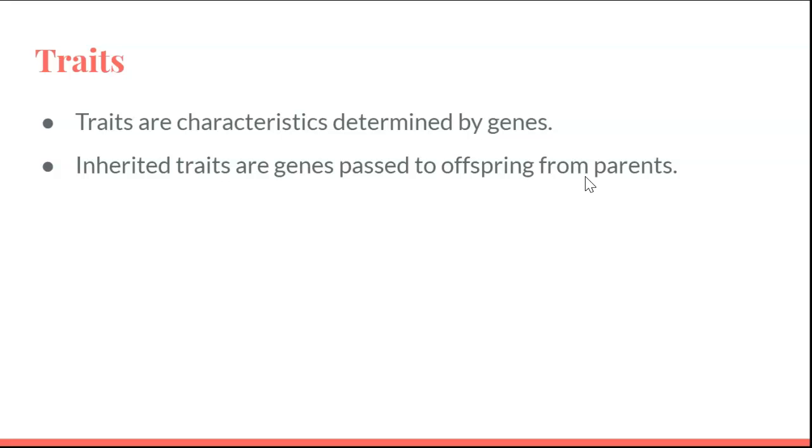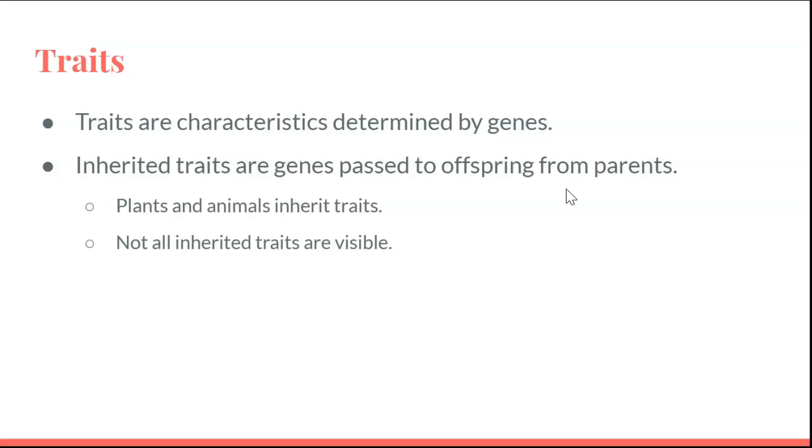So inherited traits are genes passed to offspring from parents, okay? Plants and animals, and when I'm saying animals, I'm including humans, inherit traits, okay? So that's why, for example, I have brown eyes. I inherited that from both my mom and my dad because they both have brown eyes. My husband inherited a tall trait from his parents. Dogs inherit traits in terms of fur, color, and length from their parents. Those pea plants that we learned about, those inherited traits from their parents as well.